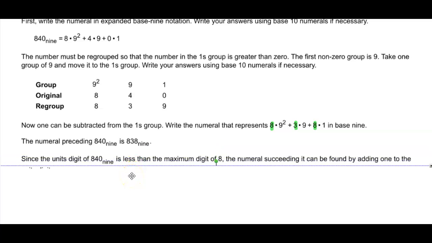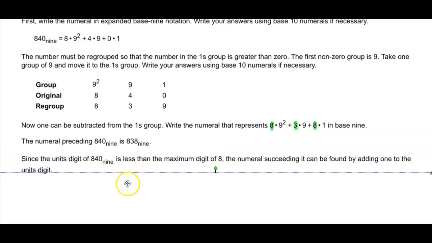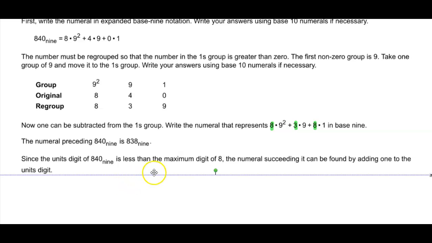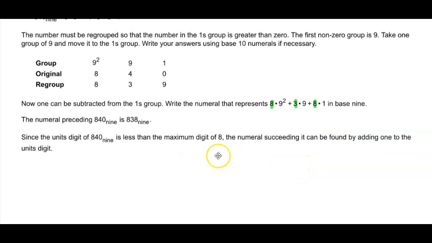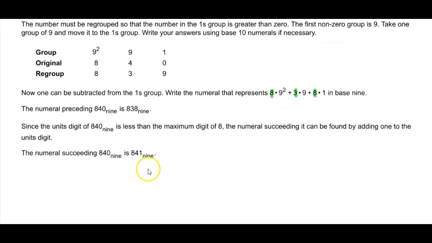Now, since the units digit of 840 with a base of 9 is less than the maximum digit of 8, the numeral succeeding it can be found by adding 1 to the units digit. Therefore, the numeral succeeding 840 with a base of 9 is 841 with a base of 9.